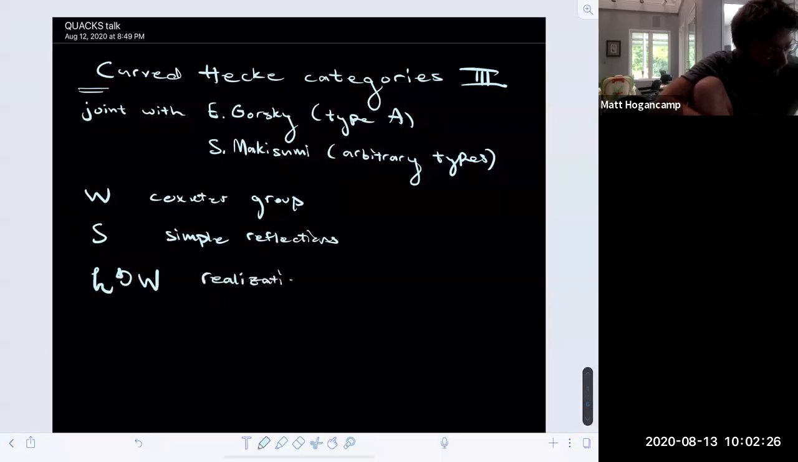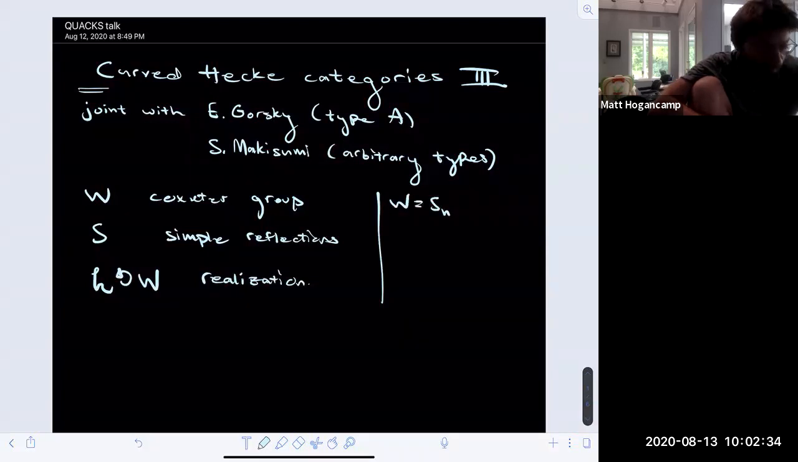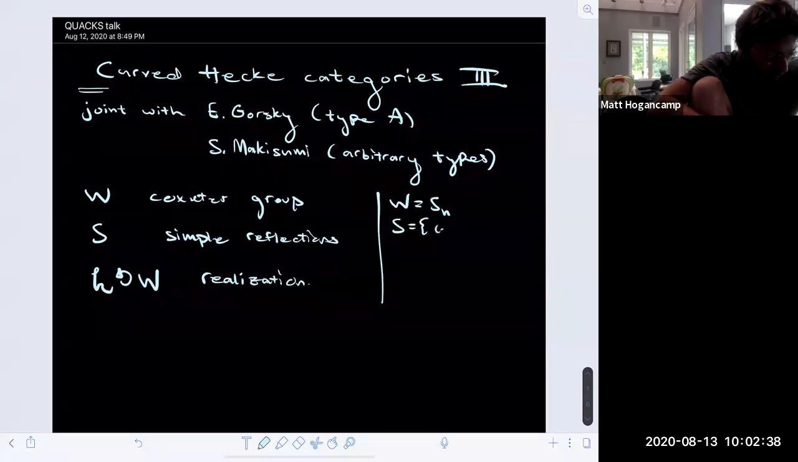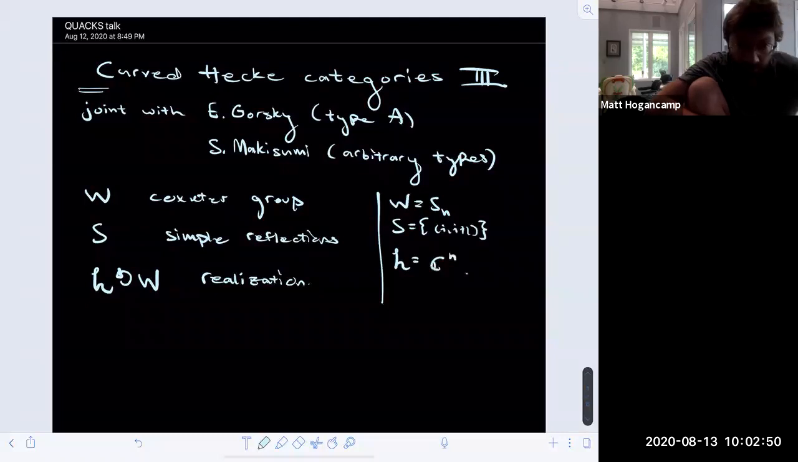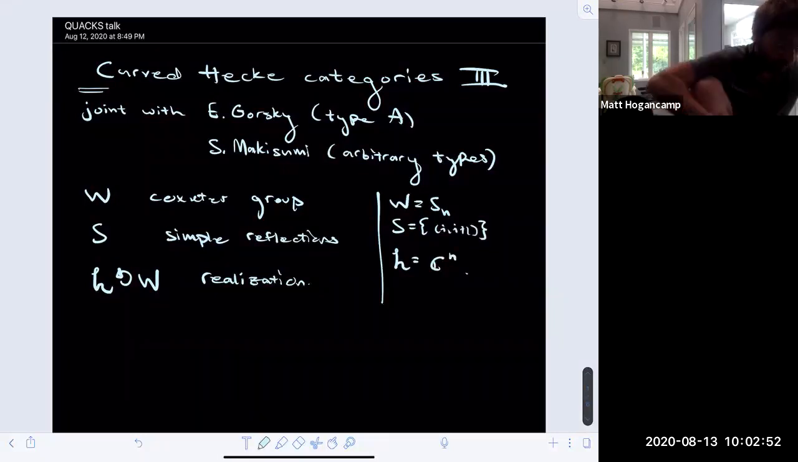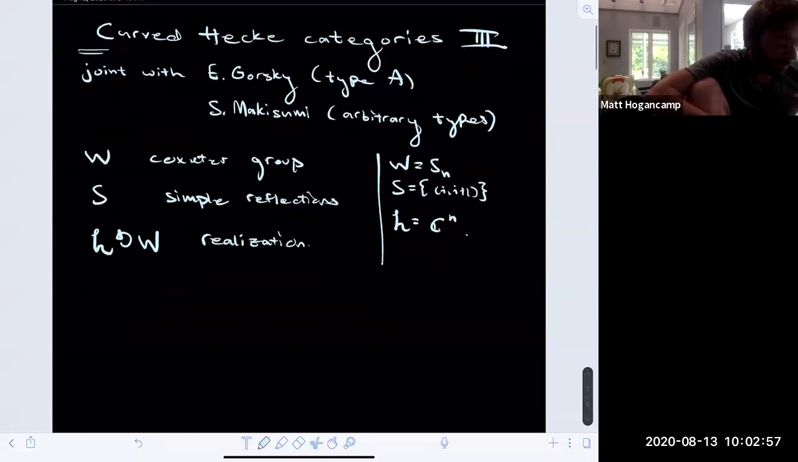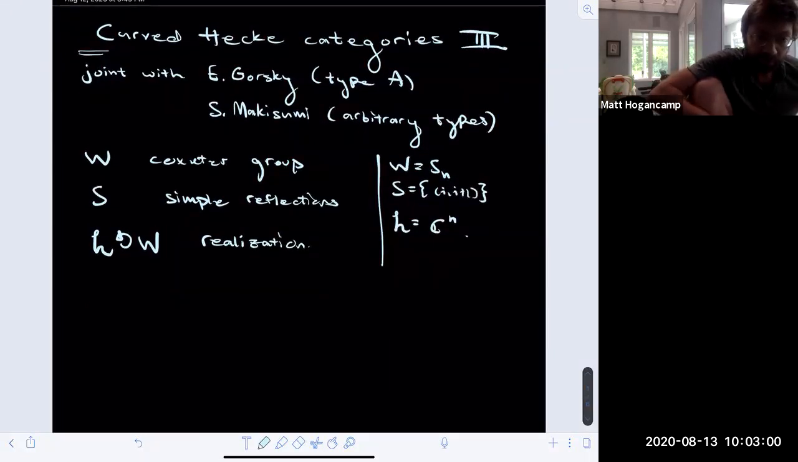And the one example to have in mind, the type A example, is the case where your Coxeter group is just a symmetric group. The set of simple reflections is just the usual set of simple transpositions, swapping i and its neighbor. And there's different things you could choose for the realization. For example, you could take the n-dimensional realization on which S_n acts by just permuting coordinates. So this is the basic input.